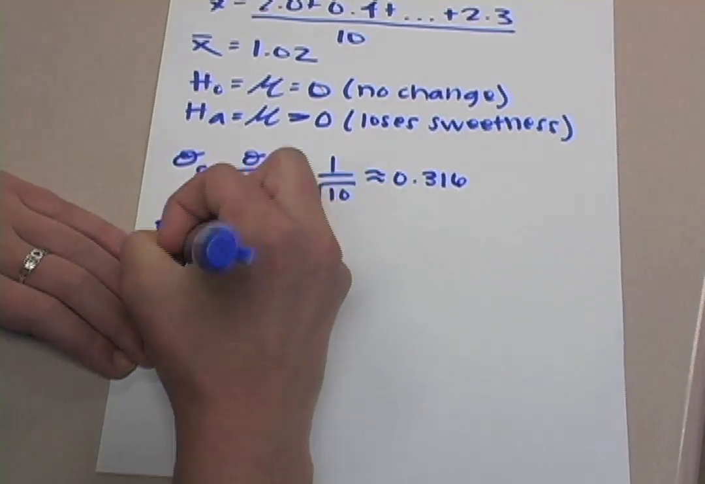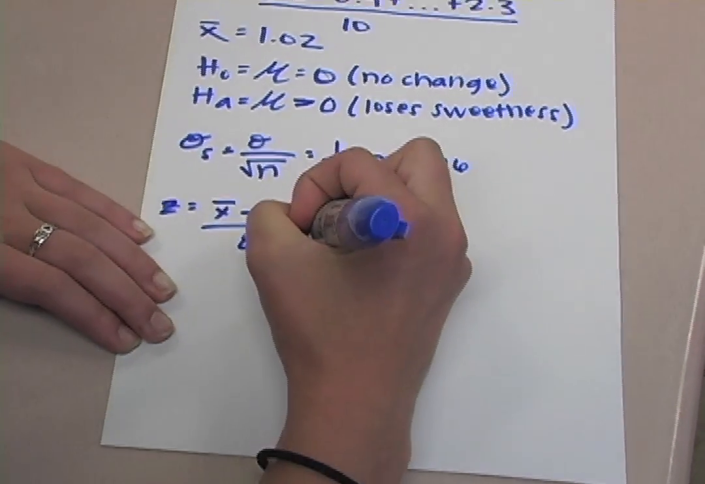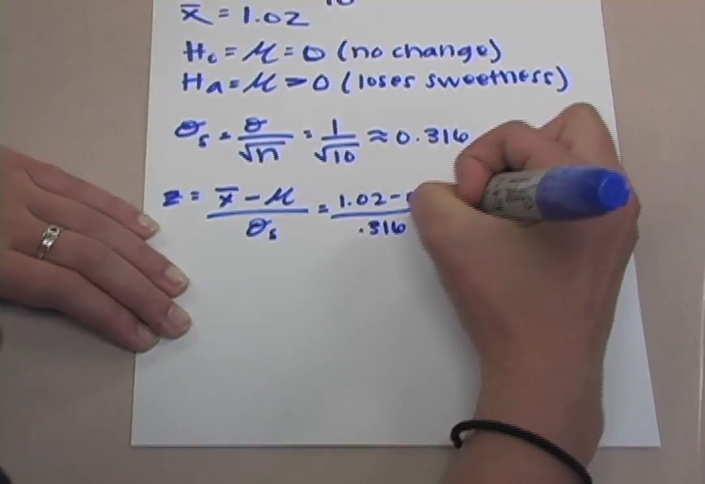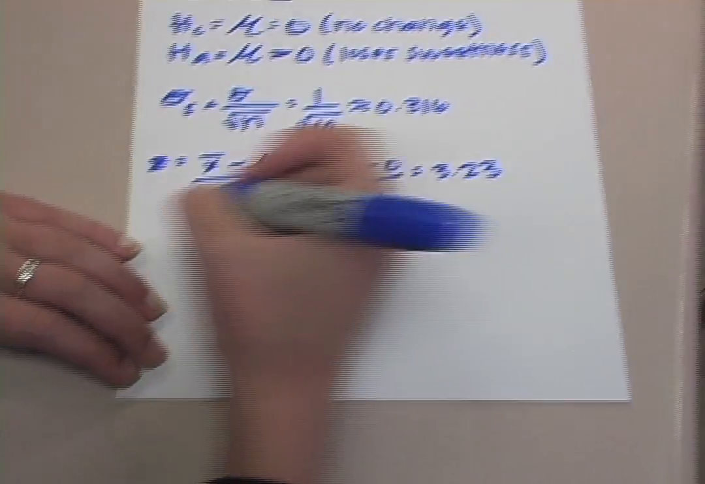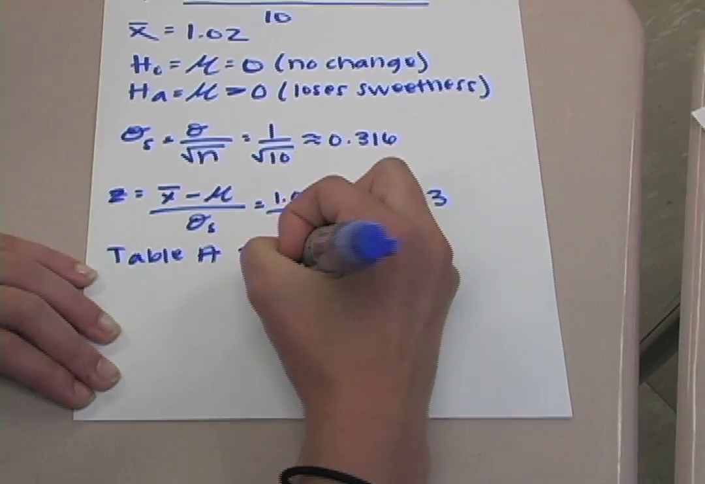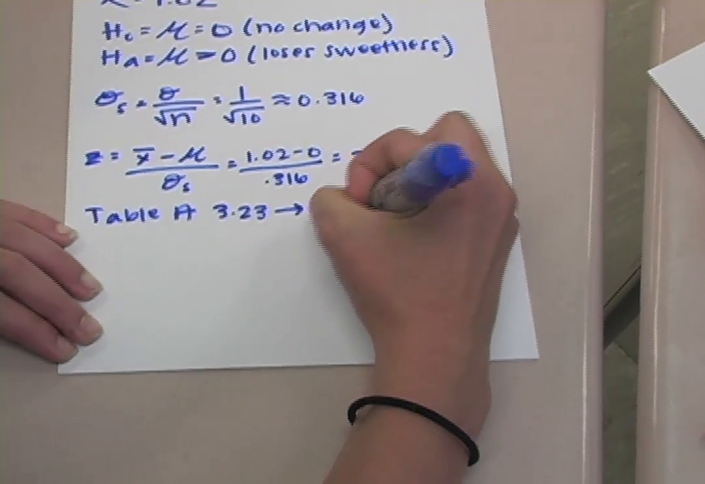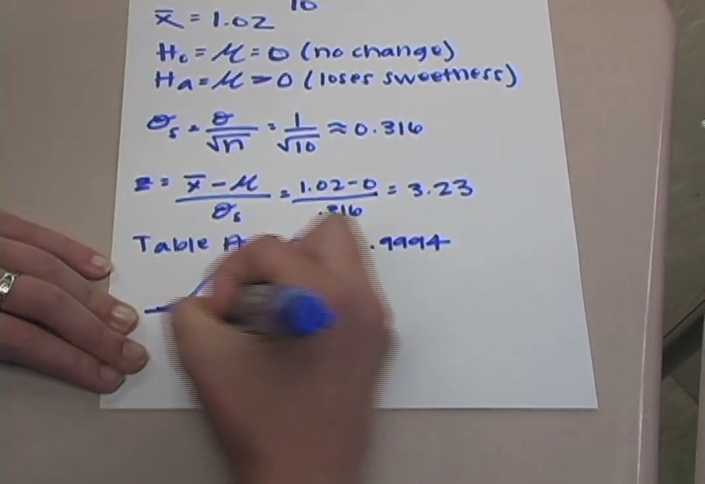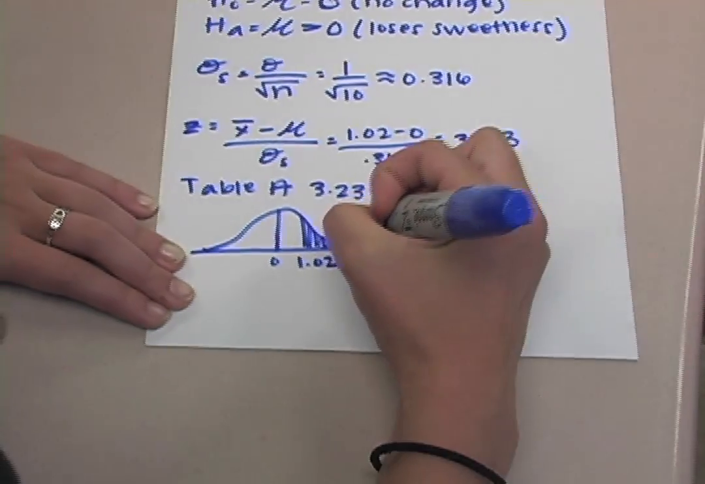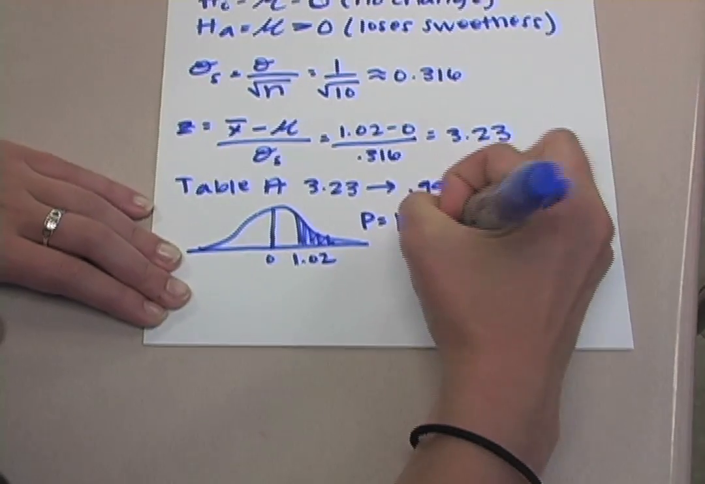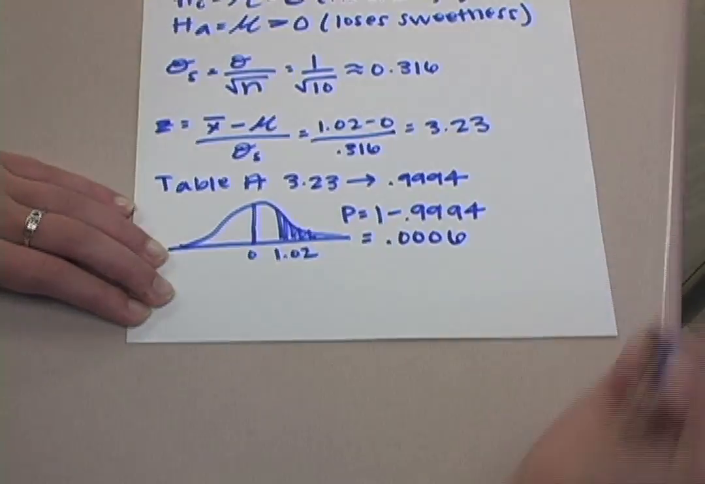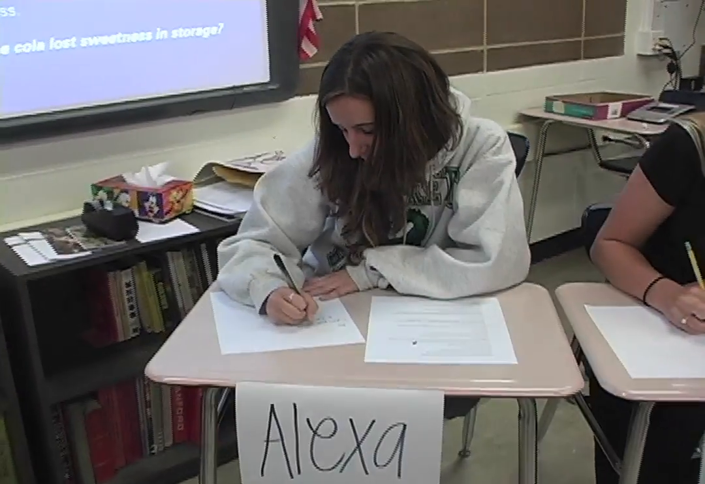Then I'll find the z-score, which is the sample mean minus the mean, divided by the standard error. So it's 1.02 minus 0 over 0.316, which gets me 3.23. In table A, that corresponds with 0.994. And so my p-value is going to be, because it's greater than, 1 minus 0.994, which equals 0.0006.